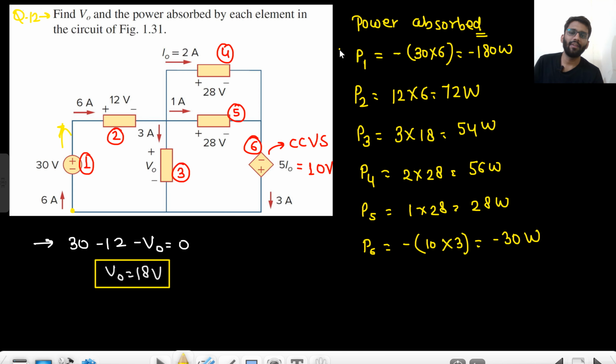Now these two are delivering power and these are absorbing power. Now add these two up, we get 210. Now add the others up, you will get 210 as well. These two are 110 and 80, and you are also getting 210. So power delivered is equal to power absorbed. These two are delivering power, right? And these four are absorbing the power.